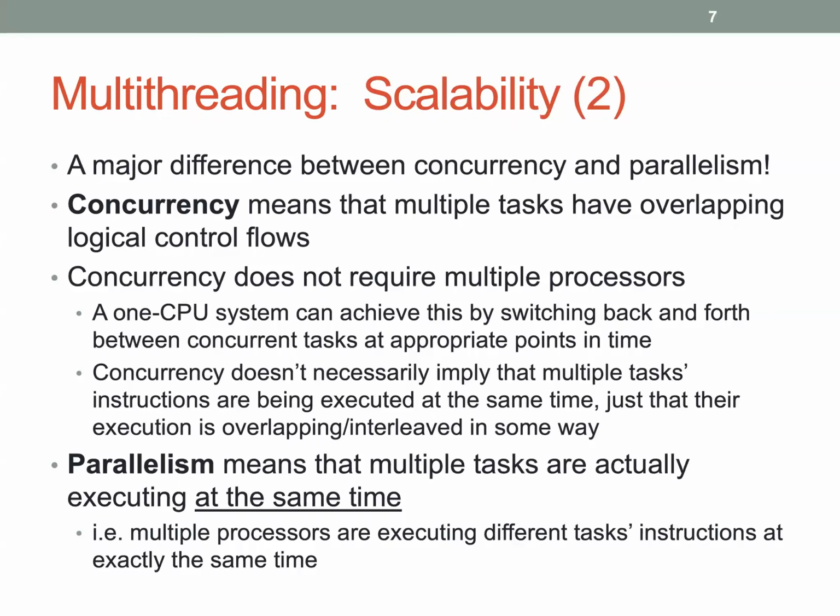It requires multiple processors, or hyperthreading certainly would produce this as well, but we have to have the ability to resolve multiple instructions at the same time. Okay, if you have multiple cores, you can have parallelism. If you only have a single processor, you can only have concurrency.